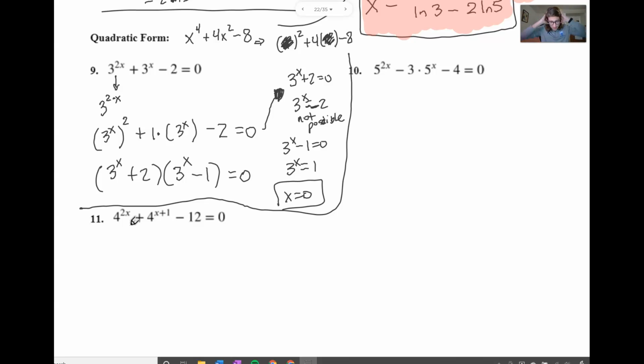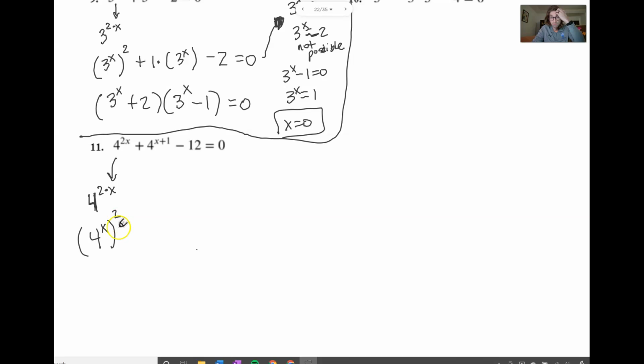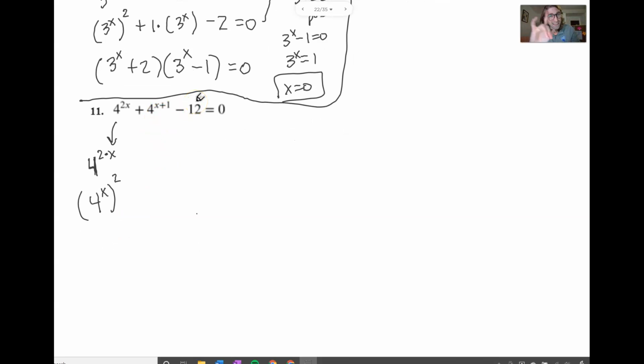So what's confusing about number 11 is all the way that things are written. 4 to the 2x power is the same as 4 to the power 2 times x, which we can write as 4 to the x squared. Raising an exponent to an exponent lets us multiply. Now 4 to the x plus 1, this one is tricky. We can rewrite this as 4 to the x times 4 to the 1.